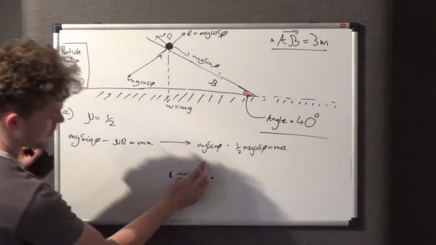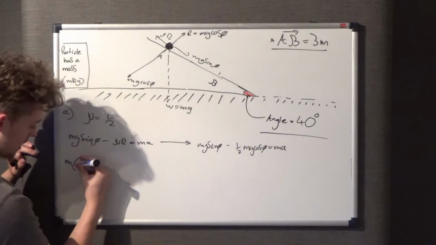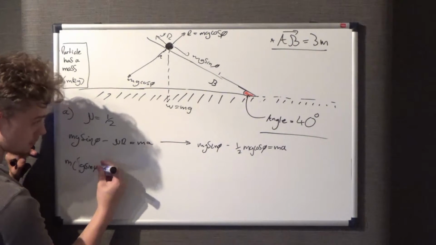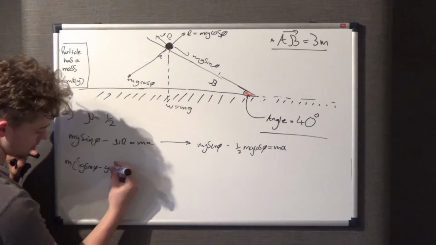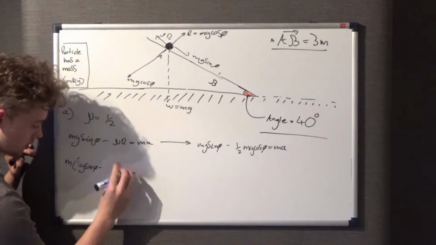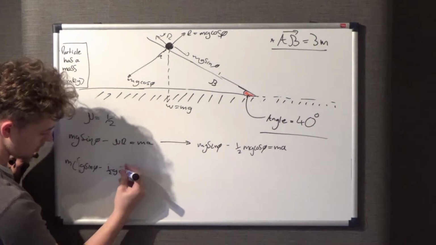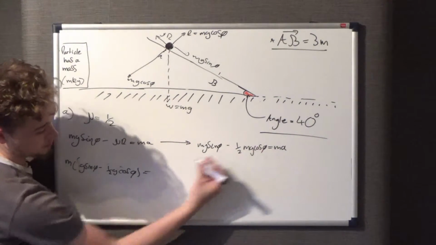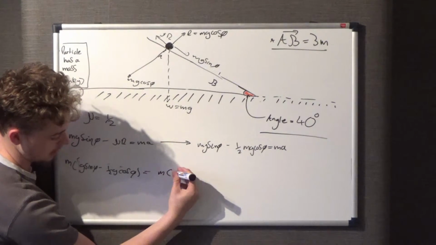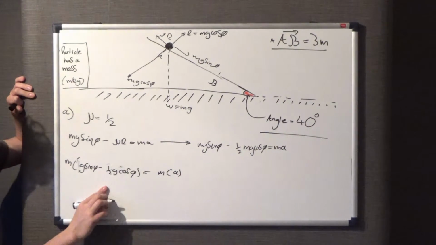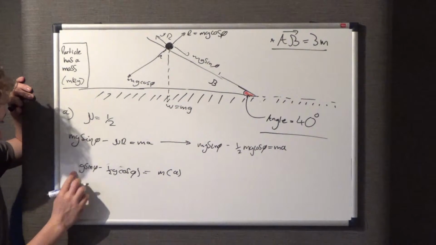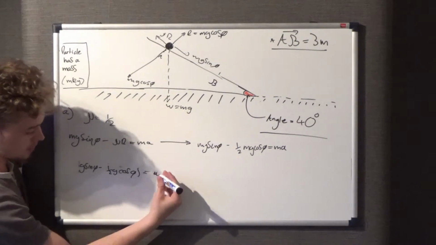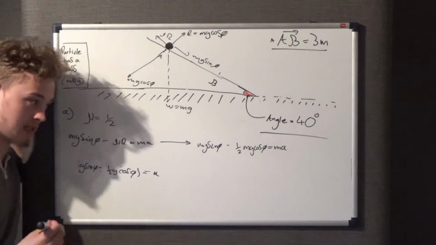As I said, you could actually do this if this makes more sense. Take m out as your common factor, so you've got m times g sine theta minus 1/2 of g cos theta, because all I've done is taken m out as a common factor, is equal to m brackets a. Now we can divide both sides by m, in other words cancel out the m's. So we've got g sine theta, take 1/2 of g cos theta is equal to the acceleration.